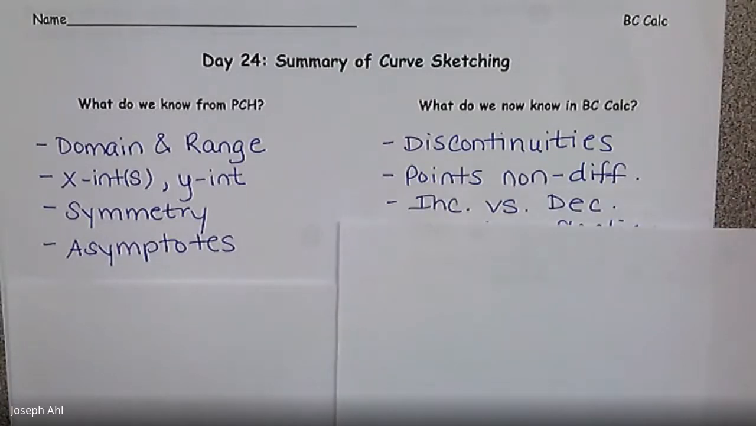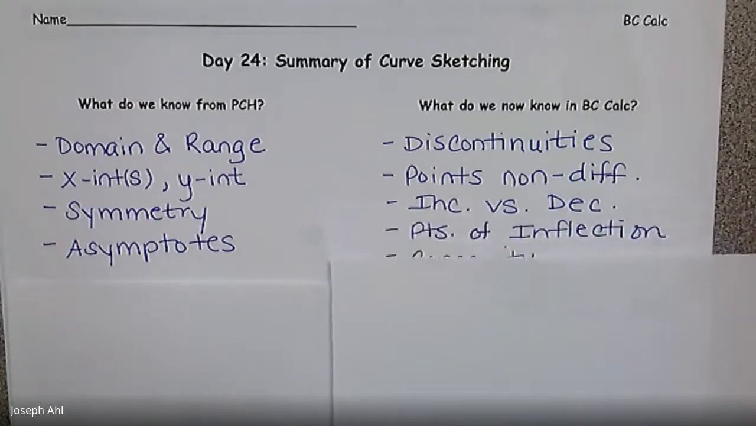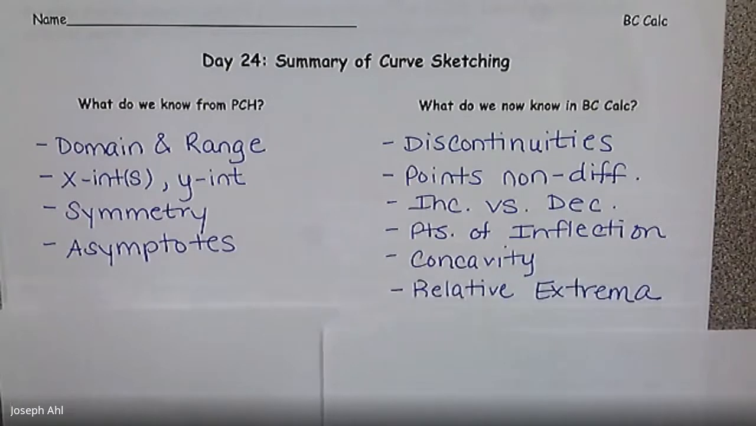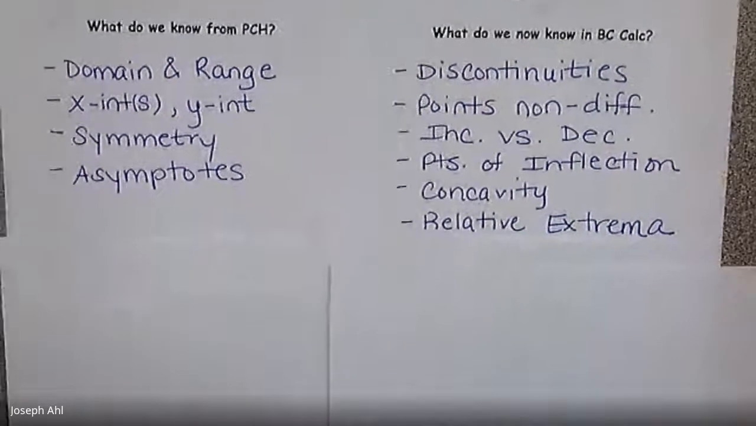We know how to algebraically determine increasing versus decreasing according to the first derivative test. So that's good to add on to our list. We now know how to determine points of inflection. So if we find the second derivative and we see that sign change in our f double prime number line, we know that that represents a point of inflection. And of course, we know a little bit more about concavity with the second derivative. Relative extrema would be connected to the first derivative test, but we'll see how the second derivative can also help us to identify relative extrema.